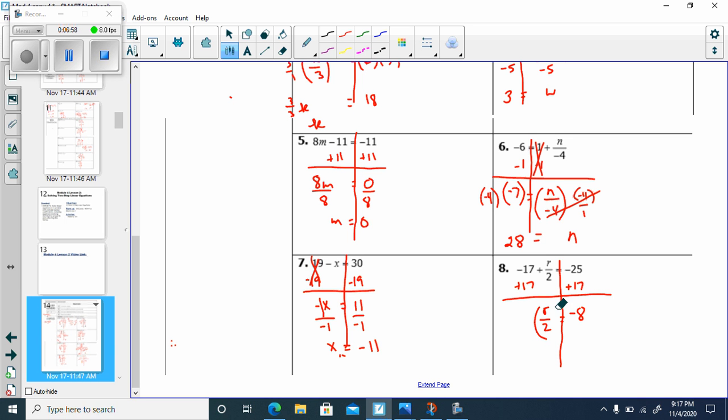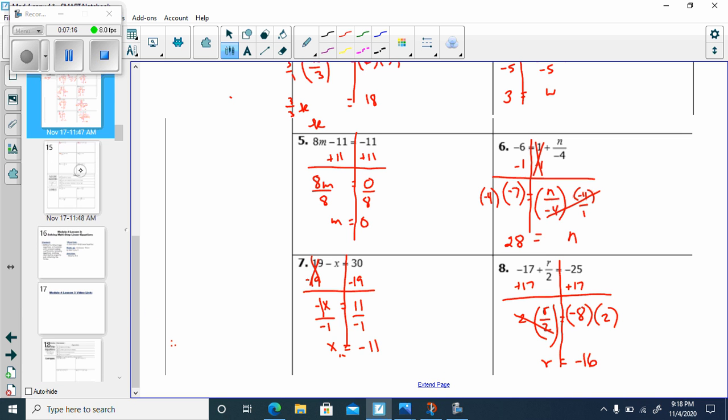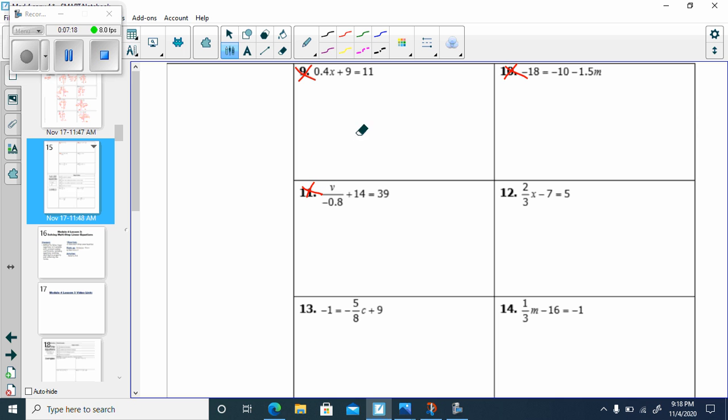R divided by 2, the opposite of dividing by 2 is to multiply by 2. If I multiply -8 times 2, I get r is equal to -16. See, your 2's canceled here. R is -16. Okay? Now the back of this page. Skip 9, 10, and 11 because they have decimals, and I don't want you working with decimals.